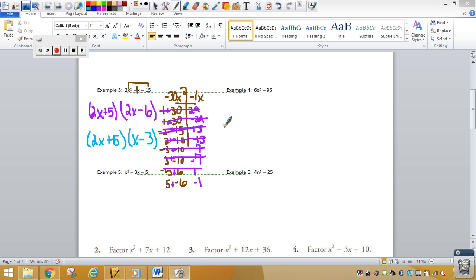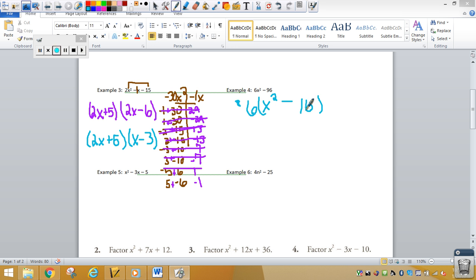Okay, number 4, there is a GCF. 6 will go into both of these, so I can take a 6 out. I'm going to divide everything by 6. 6 divided by 6 is just 1, x squared. And 96 divided by 6 is 16.